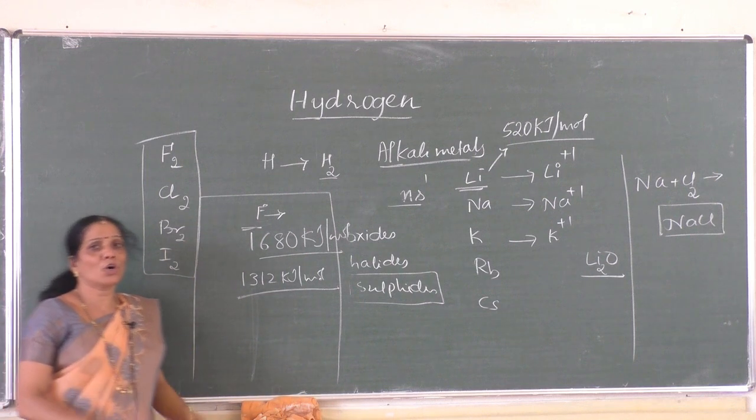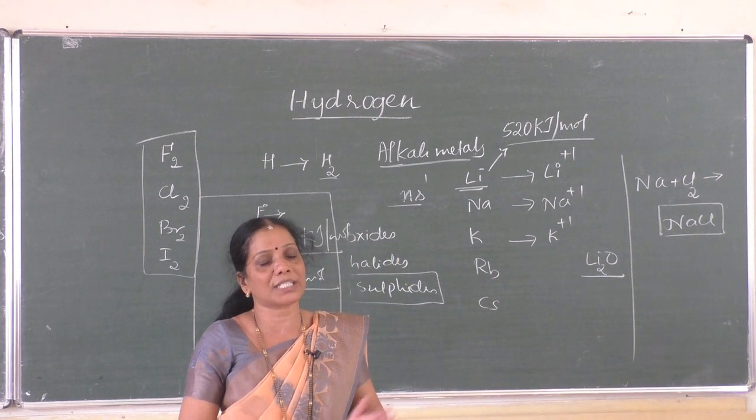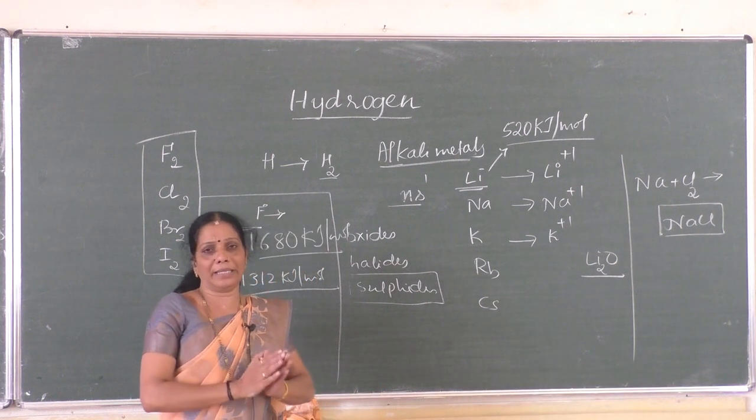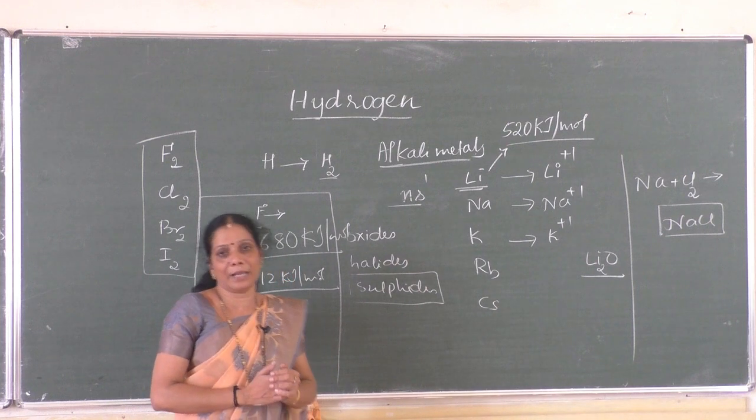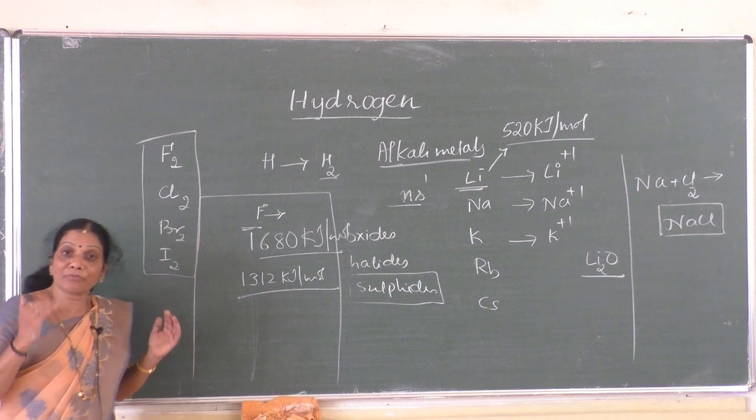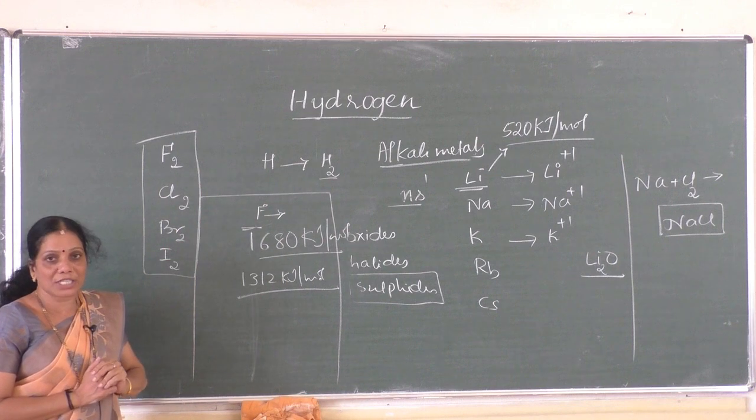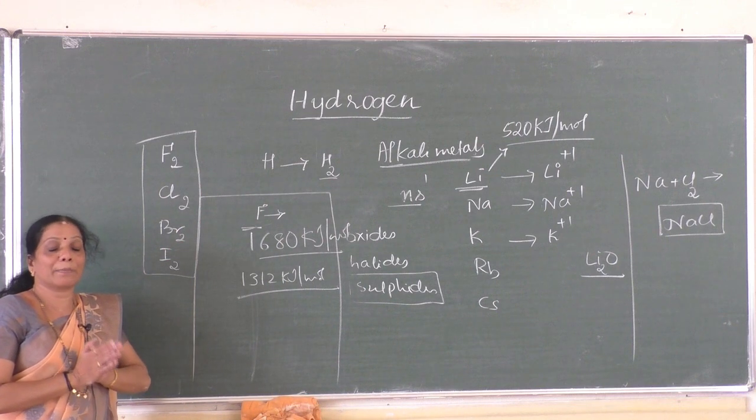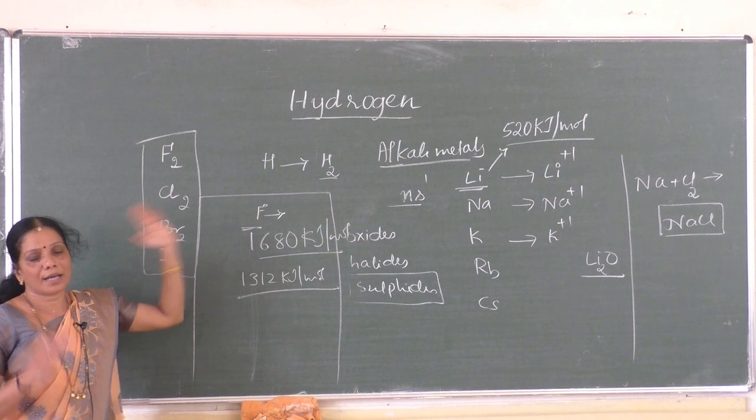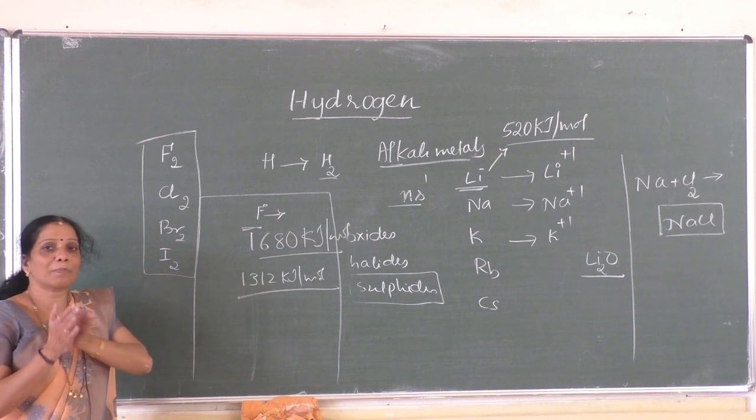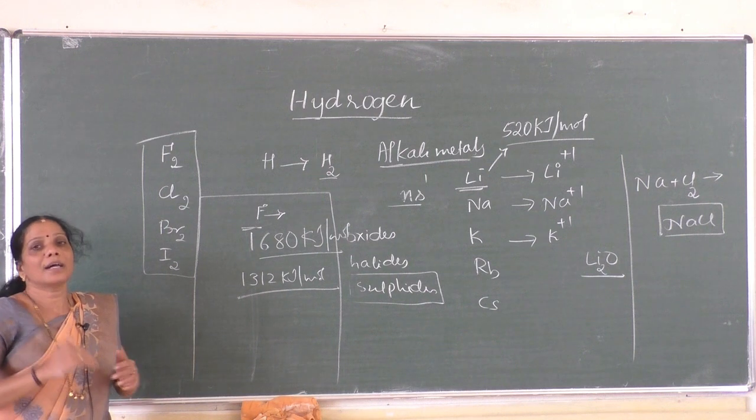That means even though some of the properties are similar to that of the alkali metals and some of the properties are similar to that of the halogens, this simple element cannot be placed in group first because there is a difference between this element and the alkali metal with respect to some of the properties. Whereas if we compare hydrogen with the halogens, some of the properties are similar, but there is a main difference between the hydrogen and the halogens. Reactivity wise there is a difference, understood? Halogens are highly reactive, whereas hydrogen under normal condition is less reactive.